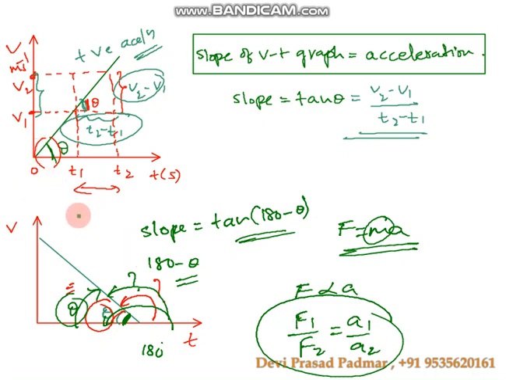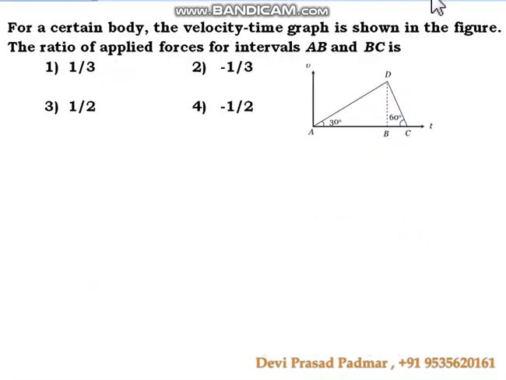So from a VT graph, how to get acceleration? That is nothing but the slope of the VT graph. Using these concepts, we need to solve today's problem. So let us move on to our problem. Here it comes. You need to calculate the ratio of forces between the time intervals AB and BC. The graph is a VT graph.